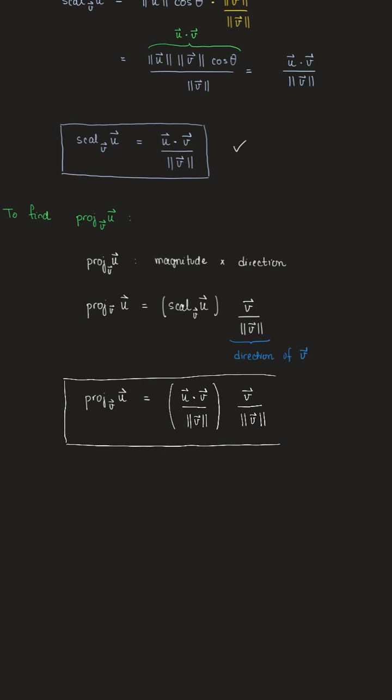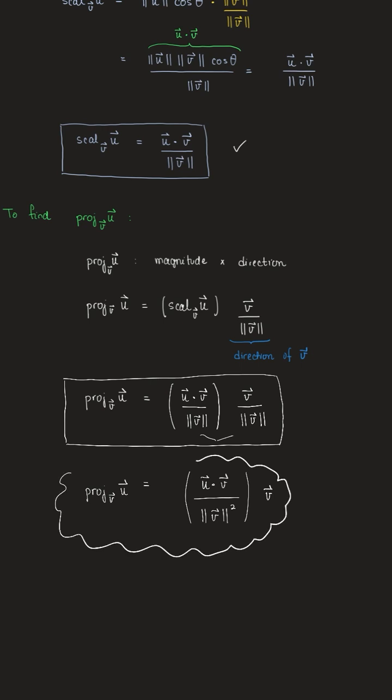The formula looks kind of difficult, so we're going to write it slightly differently. We have vector u dot vector v. In the denominator, I'm going to multiply these two together to get the magnitude of v squared. This is a scalar, and this multiplies vector v. And so here we have another expression for the vector projection of u onto v.